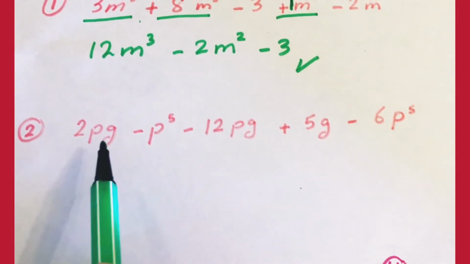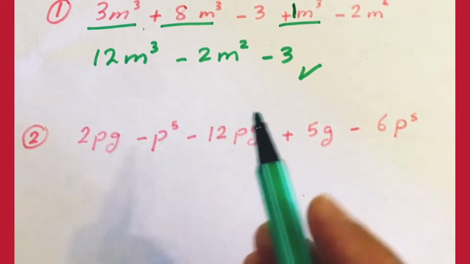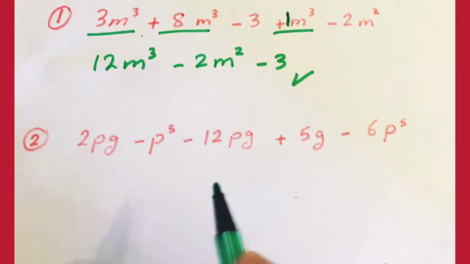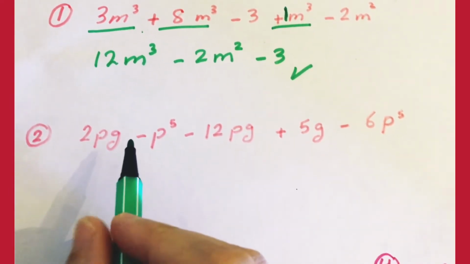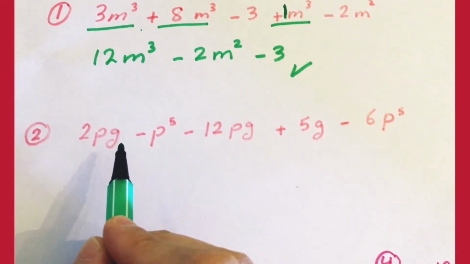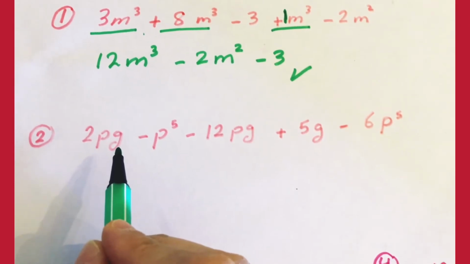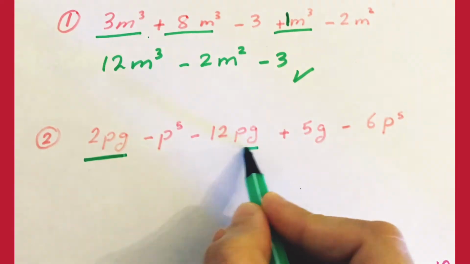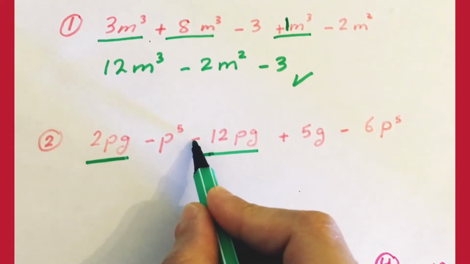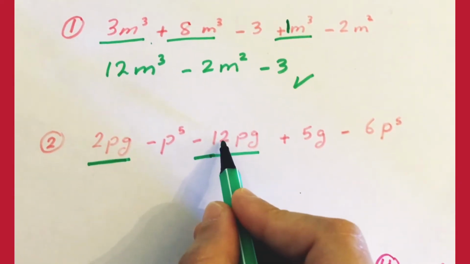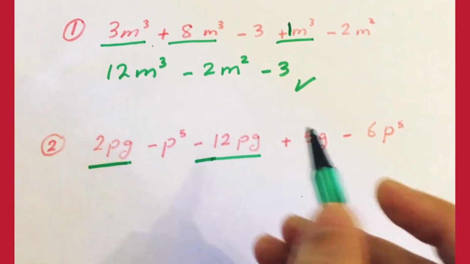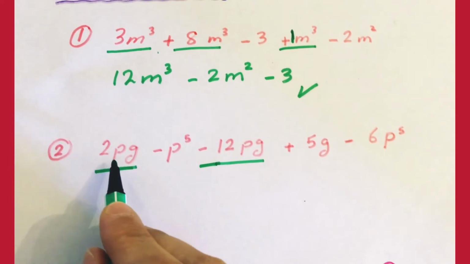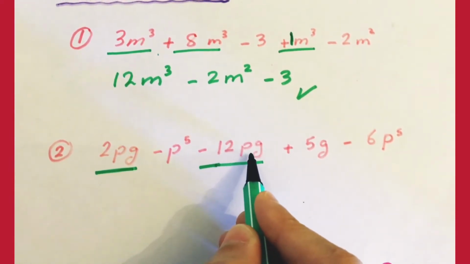Number 2: 2pq minus p to the power 5 minus 12pq plus 5q minus 6p to the power 5. Same as the first question, we are going to add the like terms together. Here we have pq and here we have pq, but take the sign with the number, because this sign belongs to this number. Here we don't have pq. Okay, so 2pq minus 12pq.